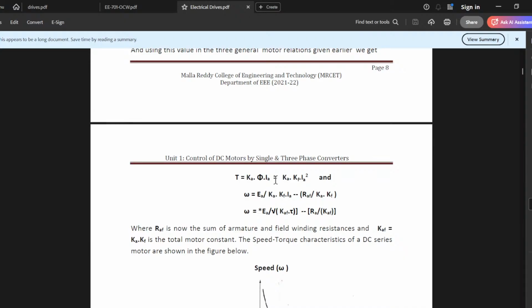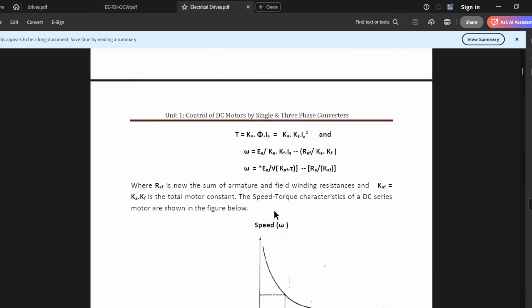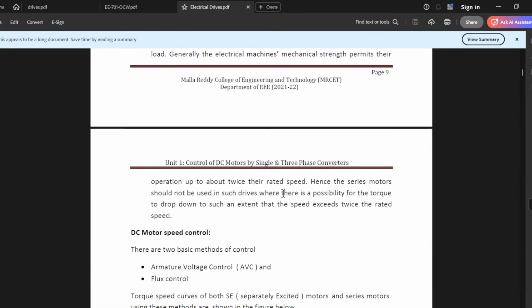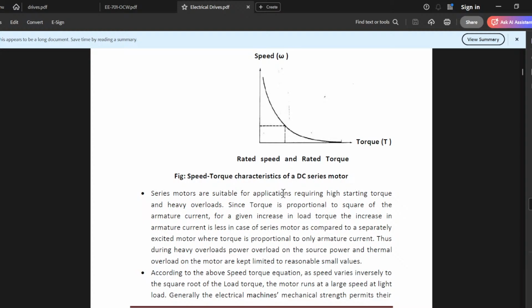Wait a minute. How did it get KAF torque? KAF is already there. You have to multiply by IA above and IA below, so it will become... I don't know how it got it here. How is it speed? Okay, let's just see. Is there any explanation? No, there is no explanation.